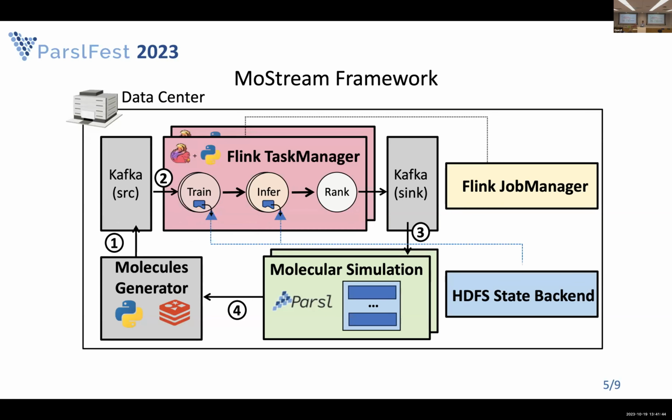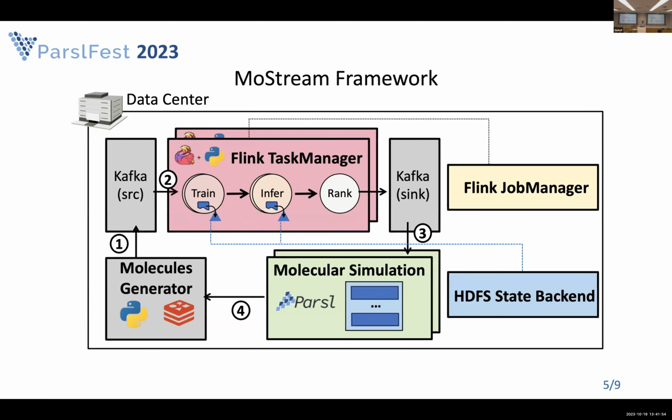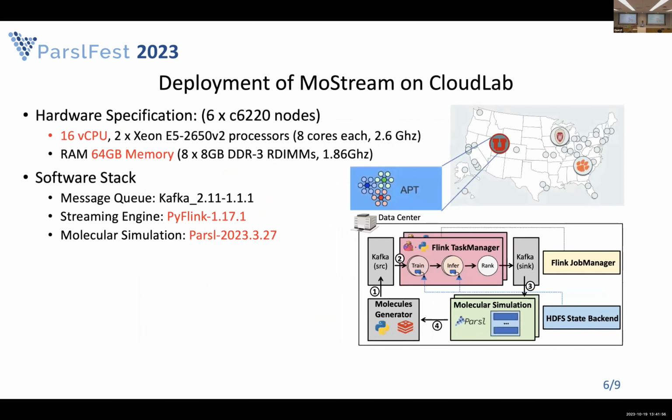These states will be stored in the embedded RocksDB state backend of Flink, and we also employ HDFS as the persistent state storage. We further deploy MoStream on a public Cloud Lab cluster, and each node has 16 cores and 64 gigabytes memory. Here we choose to use PyFlink so that Flink can work with the Python libraries, and we also apply Parsl for the parallel molecular simulations.